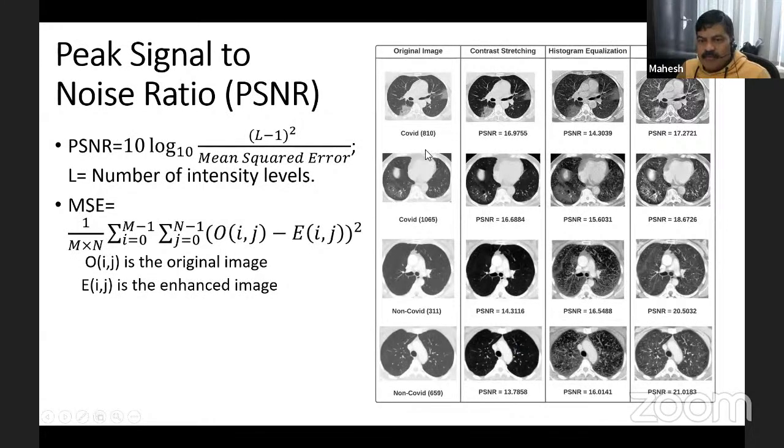These are the different images, 4 images, and their enhanced version is shown. Enhanced means improved quality, or contrast enhanced version is shown. We can measure the PSNR value just to understand the quality of the output image. You can see the PSNR value is higher for CLAHE. In other cases it's lower.